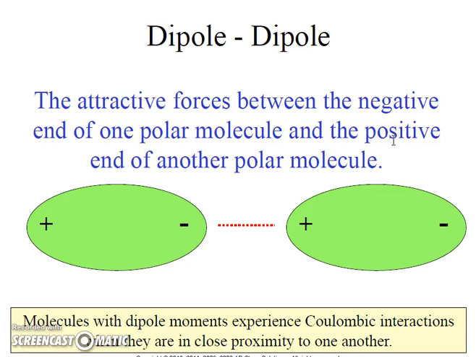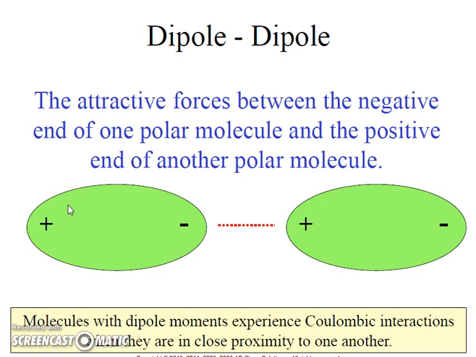Alright, so the next force we're going to talk about is dipole-dipole forces, which is between two polar molecules. However, it is not the next strongest. It's actually the fourth strongest. Hydrogen bonding is stronger than it, but we're talking about this one first because hydrogen bonding is a special form of this dipole-dipole attraction.